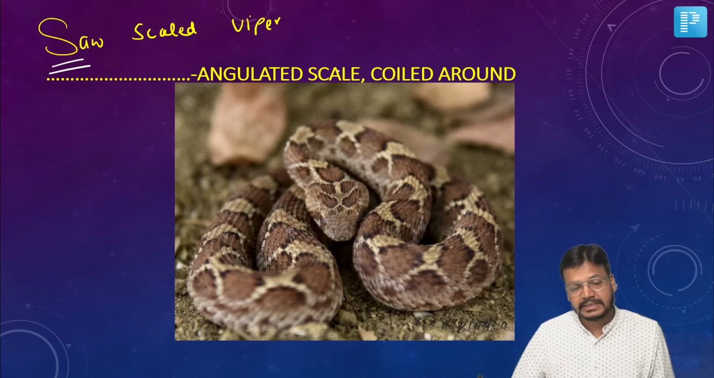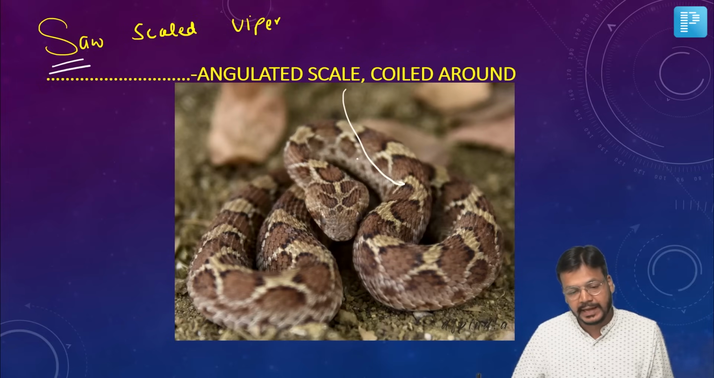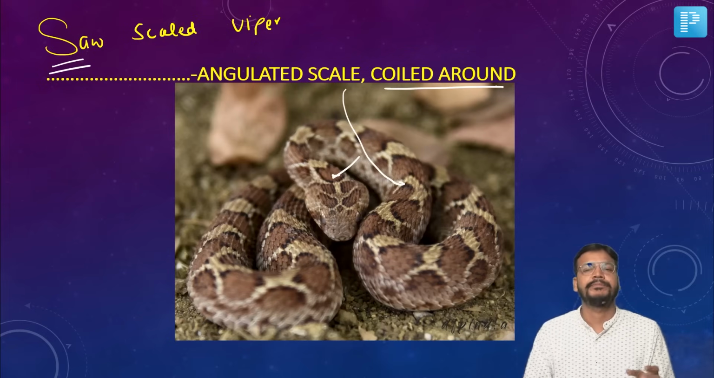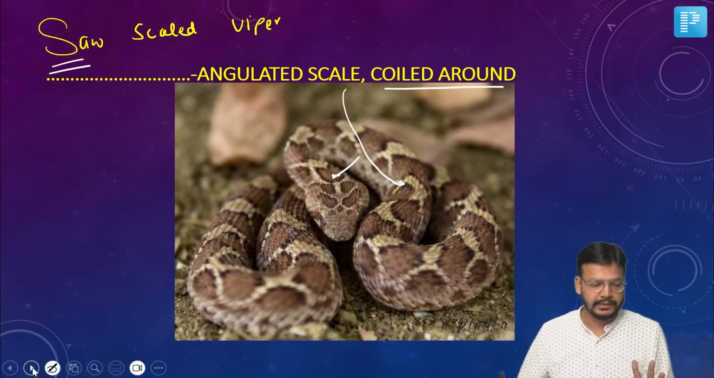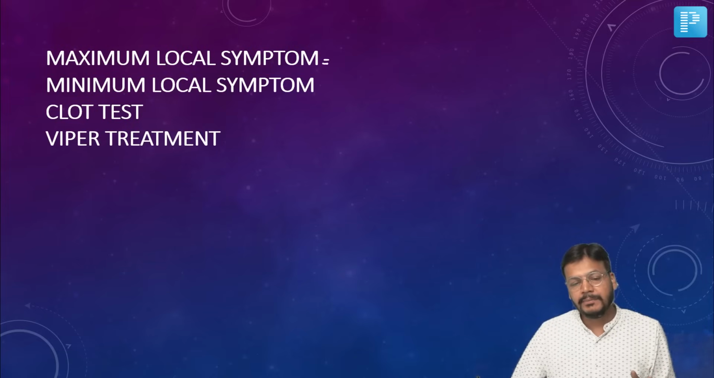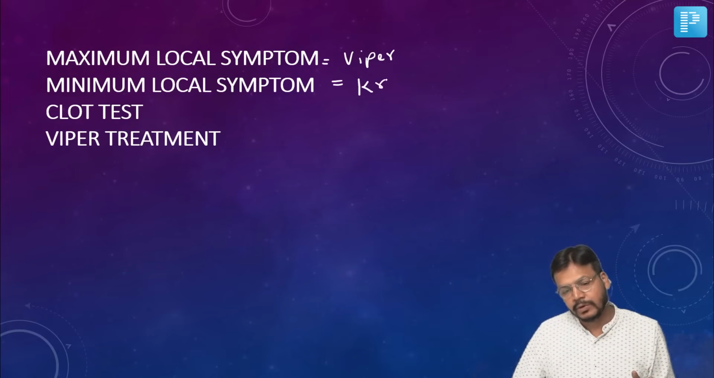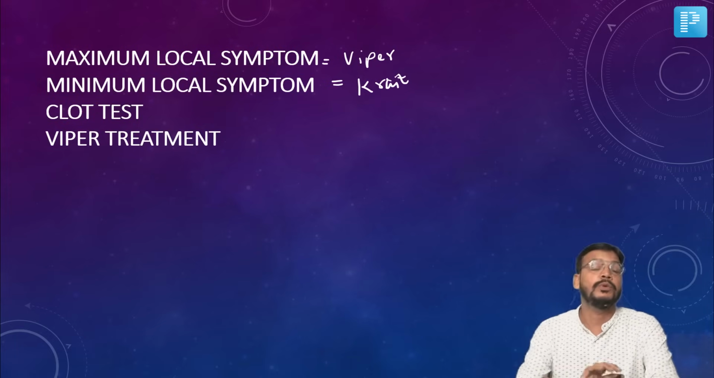And doctor, this is having angulated scale. Can you see the angle? Angulated scale, and it's coiled around. The snake is generally coiled around. It's angulated. Brown scale Russell viper, and this is angulated scale. Sir, maximum local symptom is present in viper. Minimum local symptom is present in krait. Both questions come in exam.